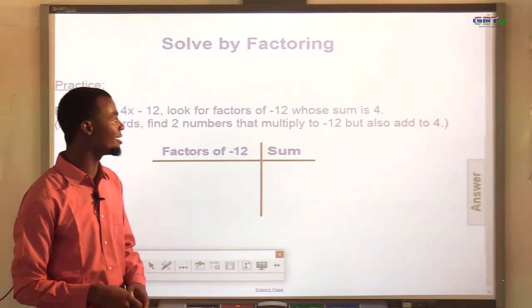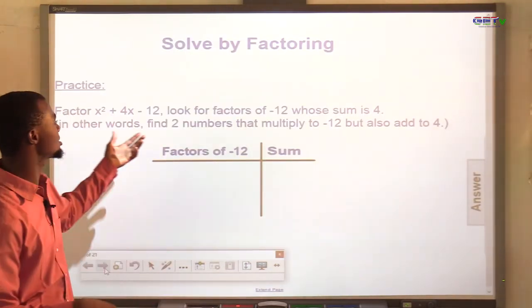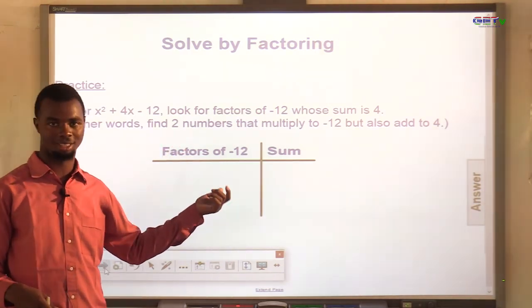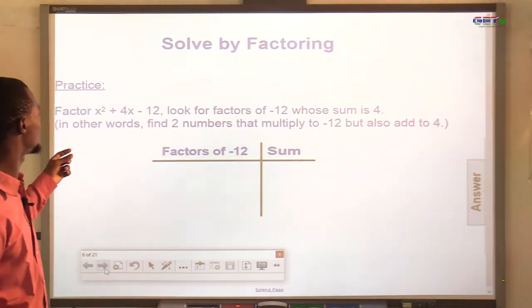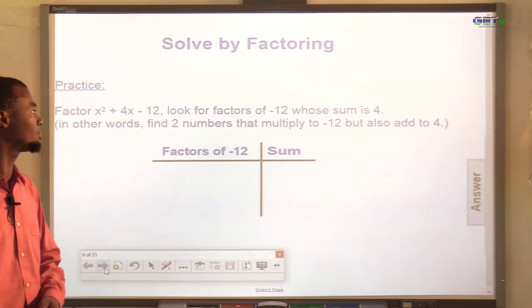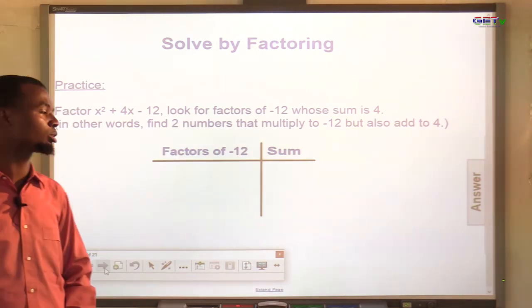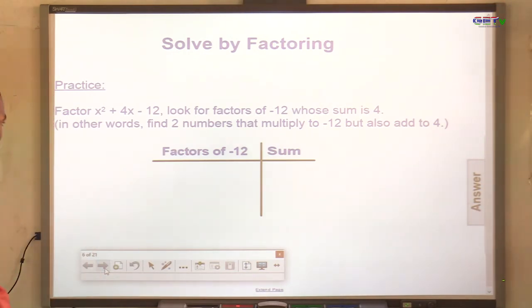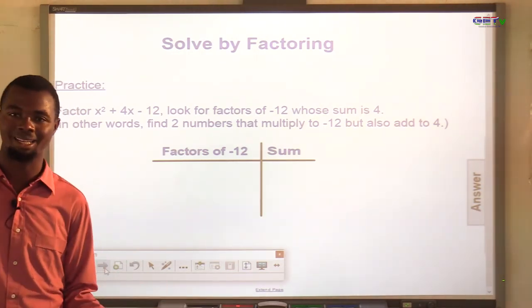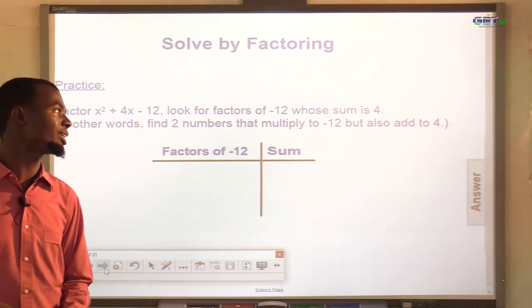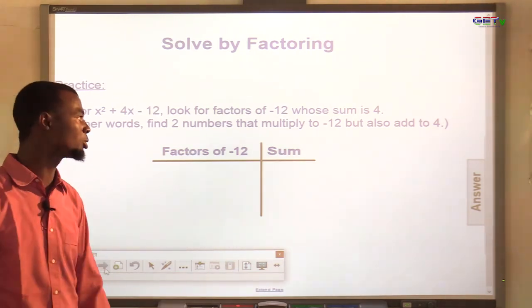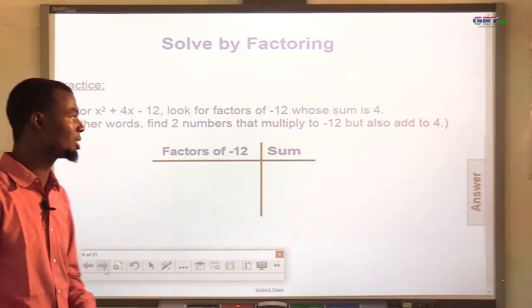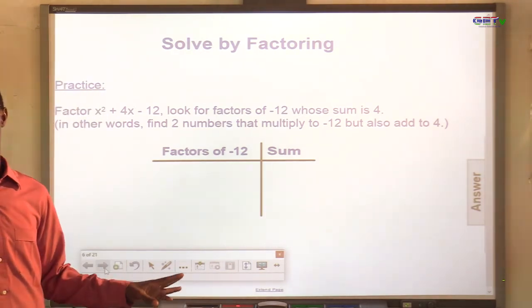Solve by factoring. It's a similar expression. We have to factor x squared plus 4x minus 12. Look for the factors of negative 12 whose sum is 4. In other words, find 2 numbers that if you multiply will give you negative 12. Also, if you add the 2 numbers, you will have 4. That is what you need to do.